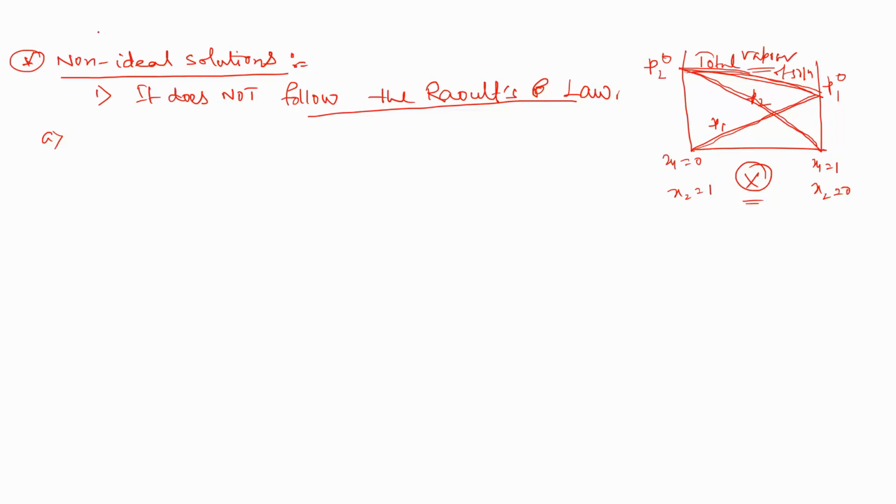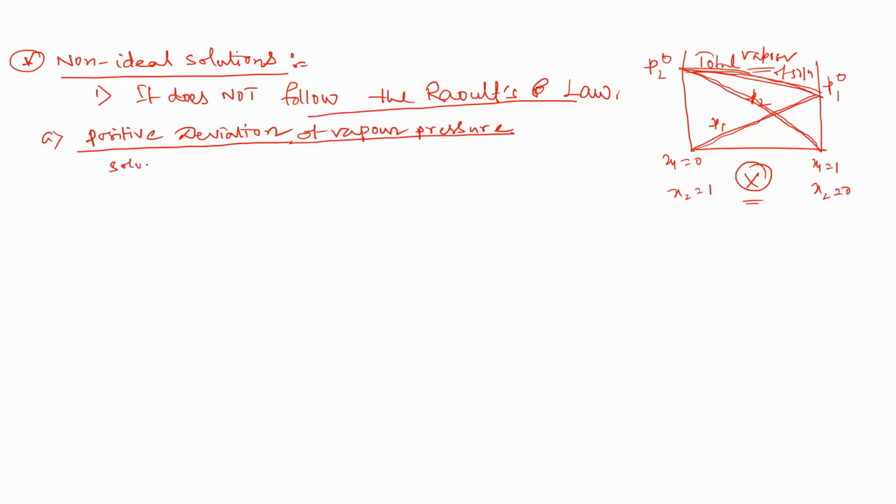So I am writing here. First we will learn about the positive deviation. So there will be positive deviation of the vapor pressure. When there is positive deviation, that is the important thing. So we know that it is a liquid solution.